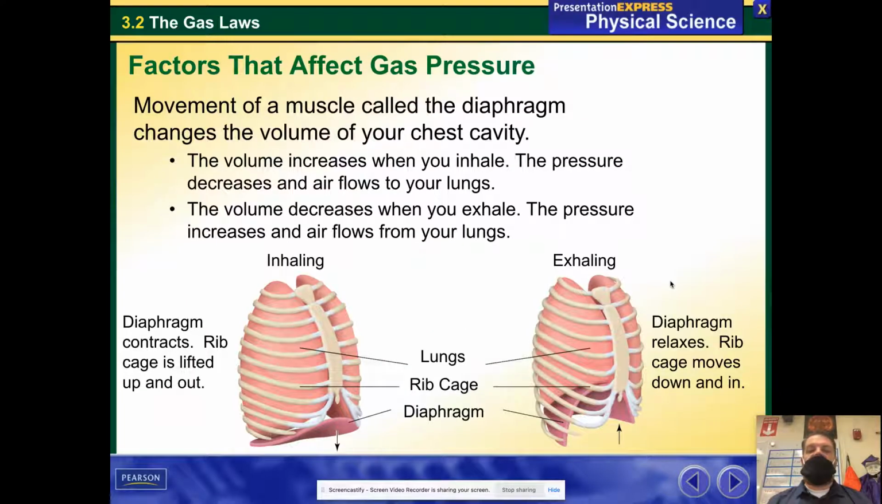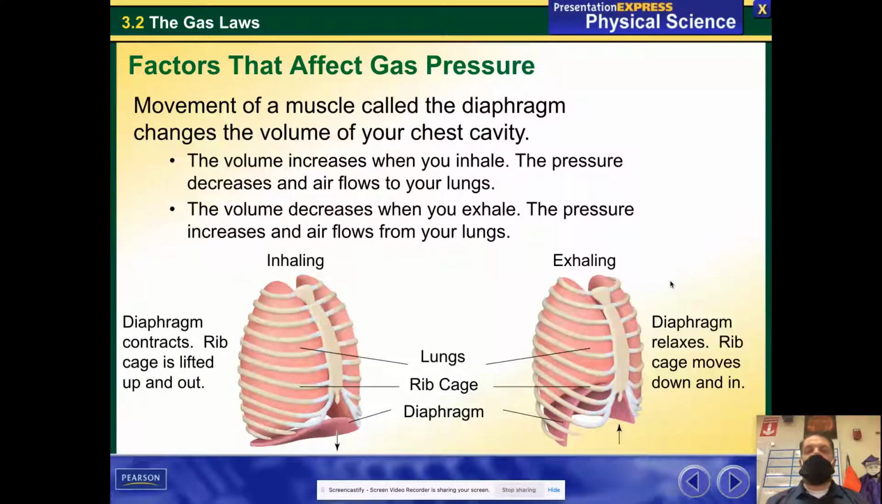So here's an example or diagram of when we're inhaling and when we're exhaling. Movement from the muscle called the diaphragm changes the volume in your chest cavity. The volume increases when you inhale. The pressure decreases and air flows into your lungs. So when there isn't any air in my lungs, but when my diaphragm moves, I open up my lungs. And when I open up my lungs, the air particles outside of my lungs are able to go in. They're able to come in because the pressure decreases and the air flows into my lungs.